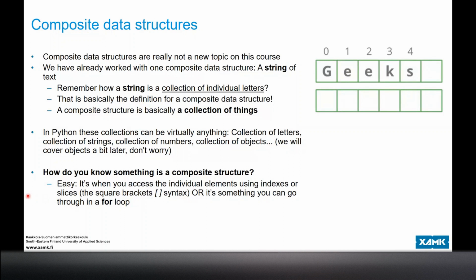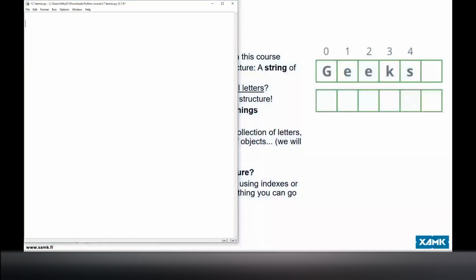So just to recap, if we were to have a simple example of a collection, and I'm going to use the same example. So as an example of a collection, I'm going to be using a string of text, which of course is composed of individual letters. And indeed, we can go through this collection using the for loop.